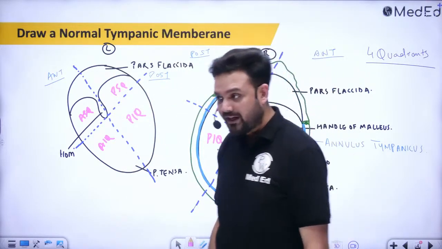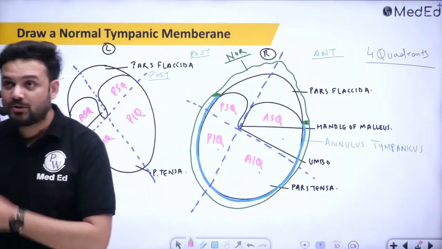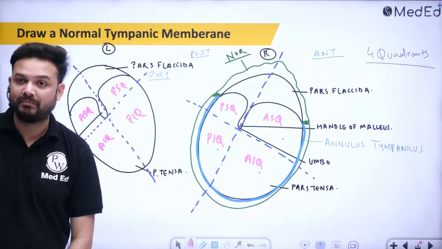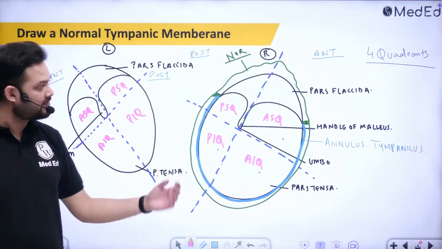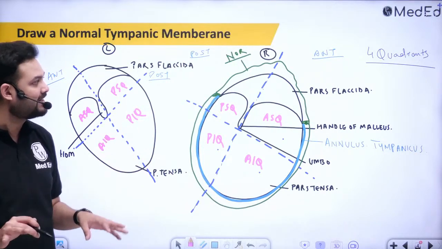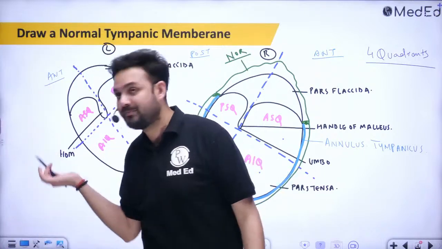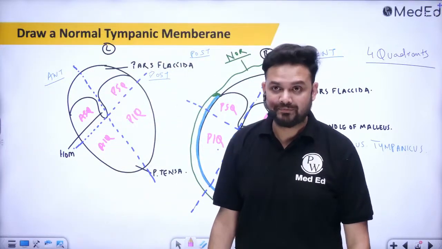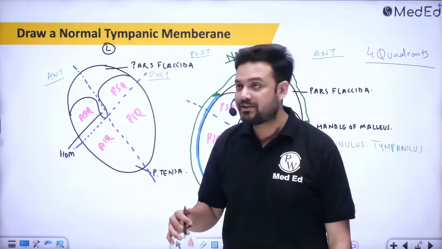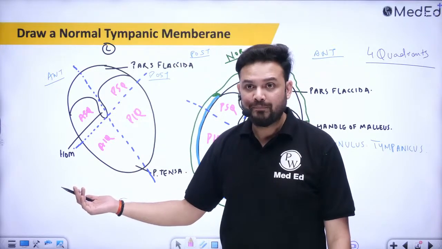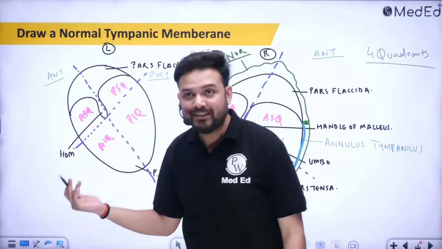Okay, I hope you guys are understanding. I hope you guys have understood what are the 4 quadrants, what are the 3 layers, and what are the 2 parts of my tympanic membrane. What is pars flaccida? What is pars tensa? What is annulus? What is tympanic sulcus? What is notch of Rivinus? What are these quadrants? What are these 2 lines? Is there any question till now? Anyone who has got any question in not understanding this? Okay, fine. So now, with this, I'll move ahead.